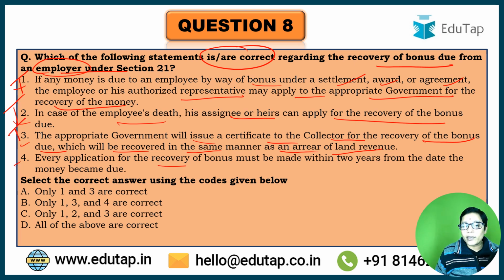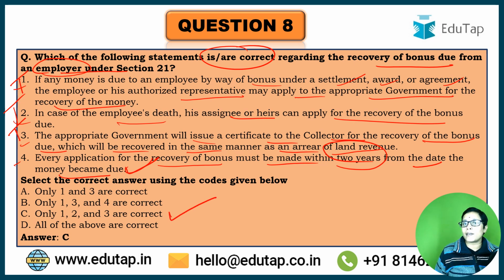Every application for the recovery of bonus must be made within 2 years from the date the money became due. Now within 1 year the employee has to follow the process that we have discussed. Going to the appropriate government, getting that certificate, the employee has to approach the appropriate government before that period, saying that the bonus is due from the employer. So in this case 1, 2 and 3 statements are correct. So here C is the correct answer.